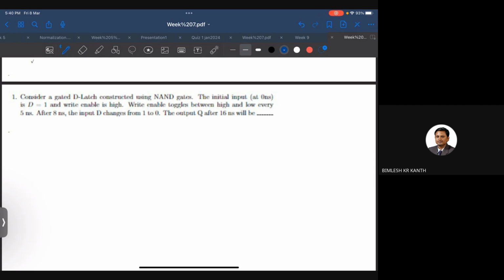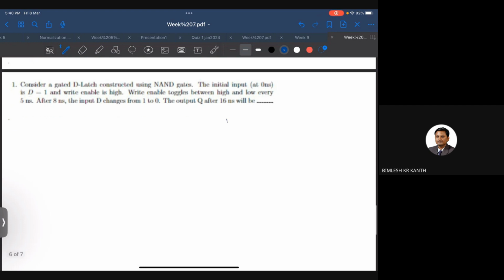Initially, let's write W and D also. Where is that table? If W and D are 1, 1, then Q is 1. For W equal to 0, Q will be Q previous, for both D values. For W equal to 1 and D equal to 0, Q is 0. With the help of this table, since both are high, Q will be 1.